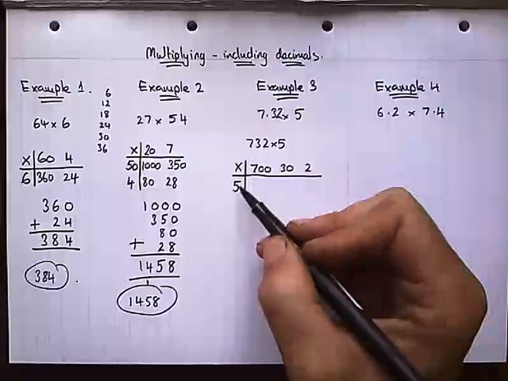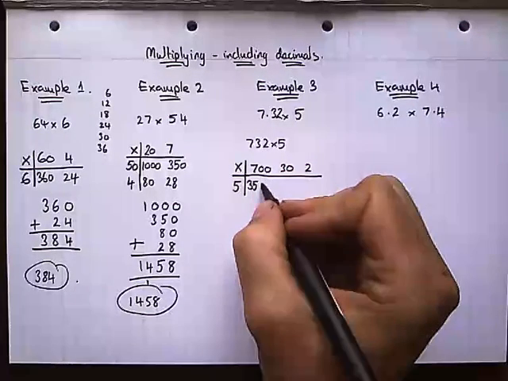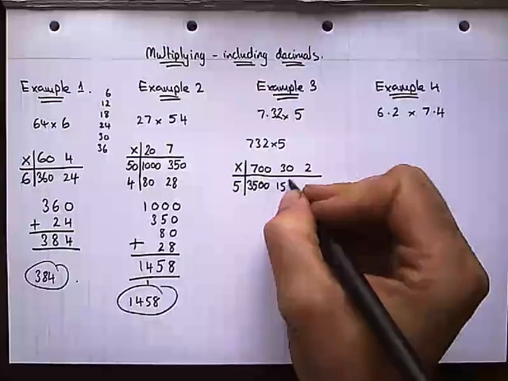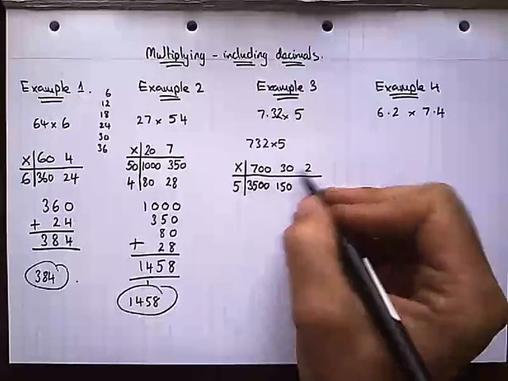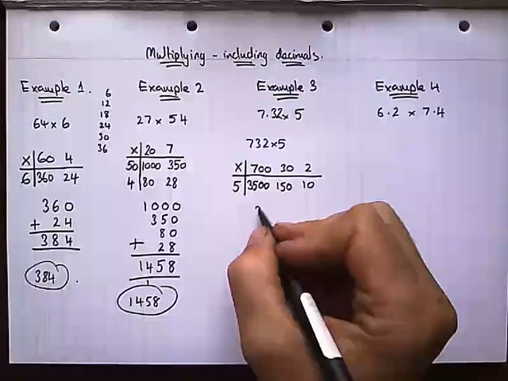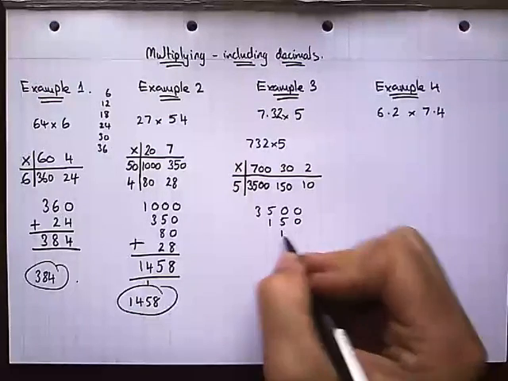So 5 times 7 is 35. Add the 2 zeros. 5 times 3 is 15. Add the 1 zero. And 5 times 2 is 10. Now I'll add those together. 3,500, 150, and 10.